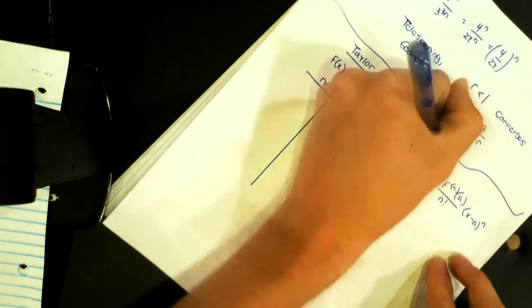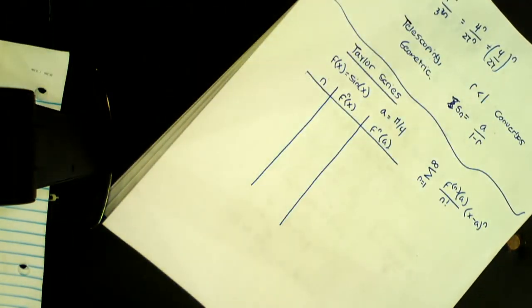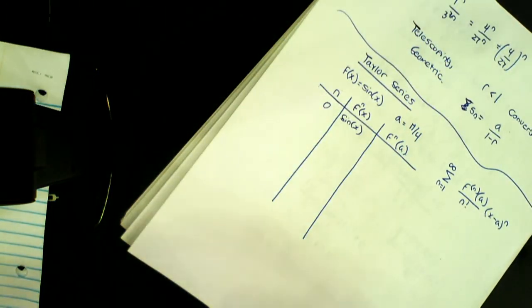So we make our table, right? Does anybody know the formula? It's actually up to something like that? Okay, good. Nice. So that would be the formula for the Taylor series. We start at 0. Our function at 0 is sine x. We plug in a is pi over 4, sine pi over 4, square root 2 over 2.